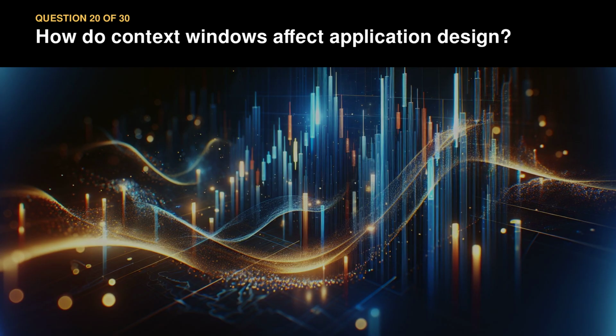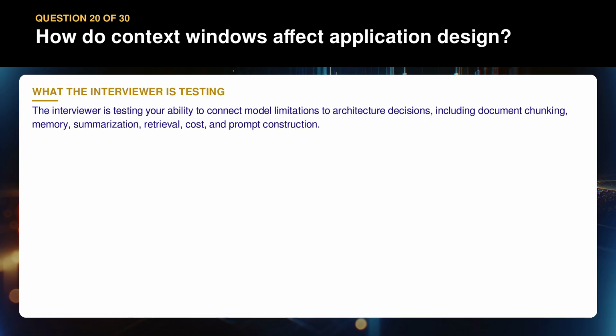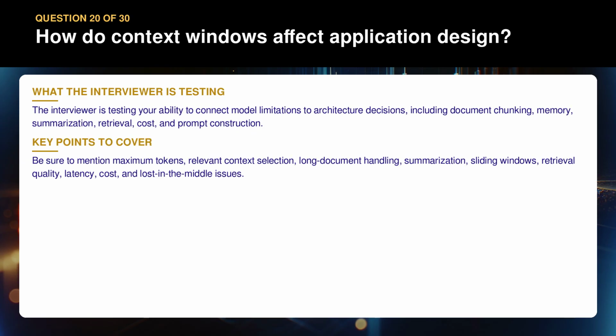Question 20. How do context windows affect application design? The interviewer is testing your ability to connect model limitations to architecture decisions, including document chunking, memory, summarization, retrieval, cost, and prompt construction. Be sure to mention maximum tokens, relevant context selection, long document handling, summarization, sliding windows, retrieval quality, latency, cost, and lost in the middle issues.